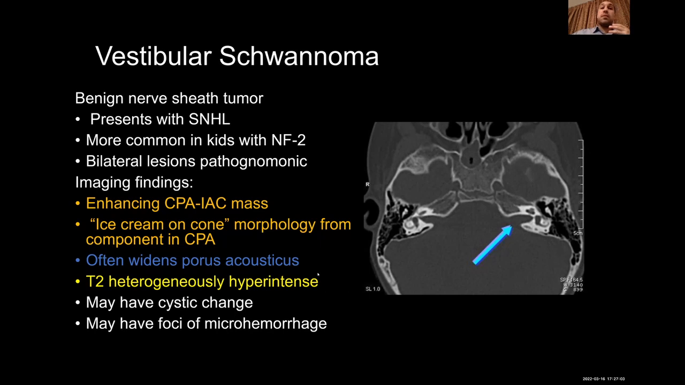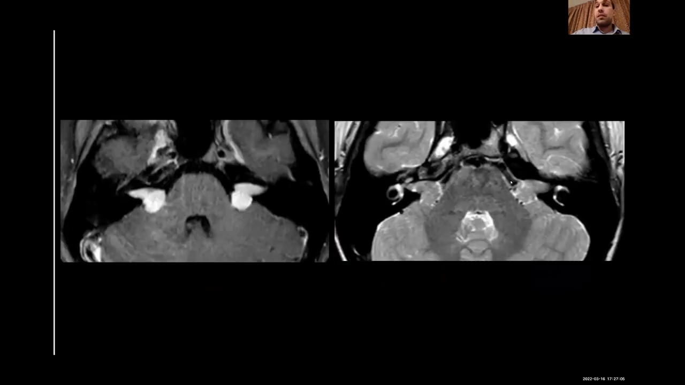In T2, it is heterogeneous high signal, as here, but with almost homogeneous enhancement. And don't forget the intracanalicular component, which differentiates it from the meningioma.